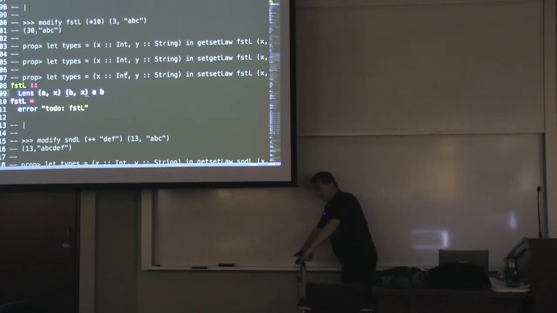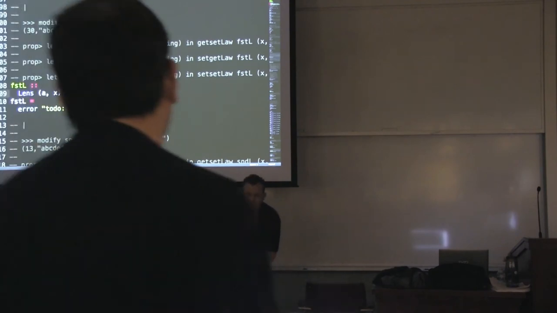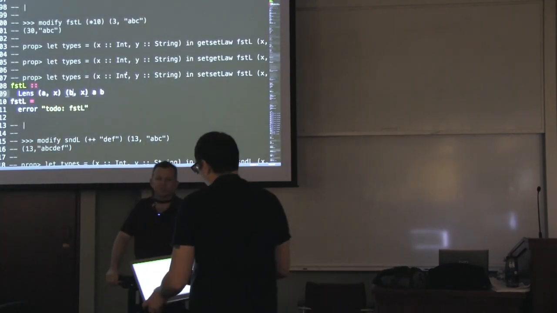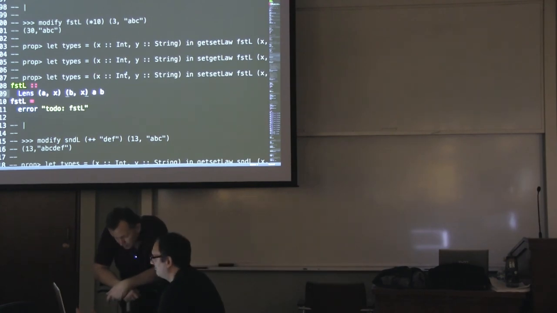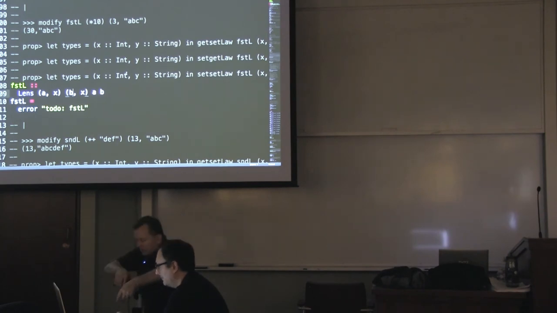You coming? Bring it on. More elegant way of doing this. I feel as though I just have too many. Okay, modify. That's the get set lens, right? So modify. Okay. Whoa! Oh, don't do that. Oh, that hurt. Yeah, I'm alright.